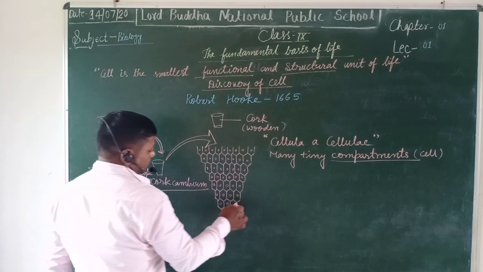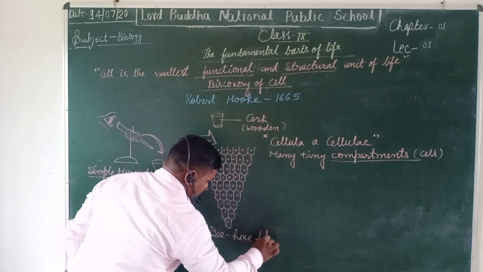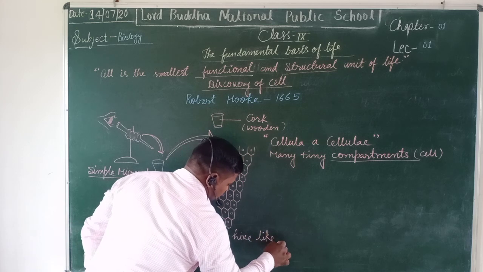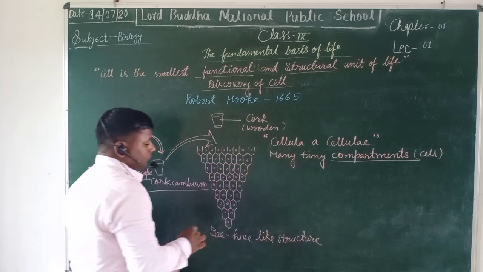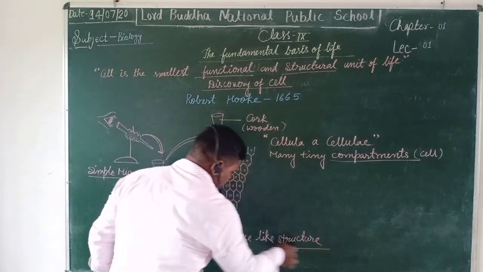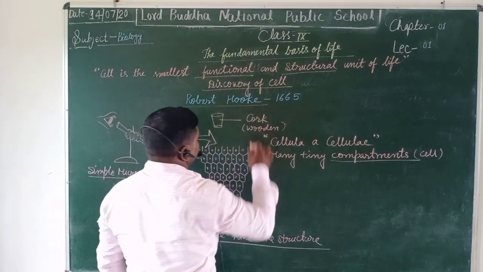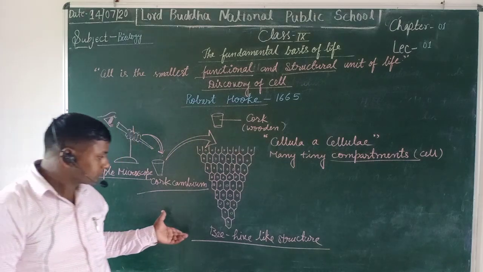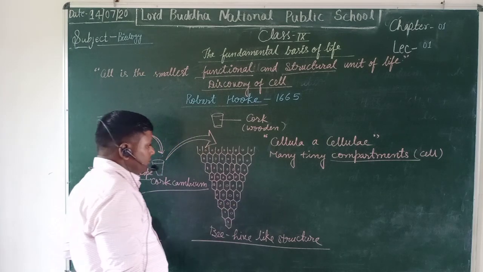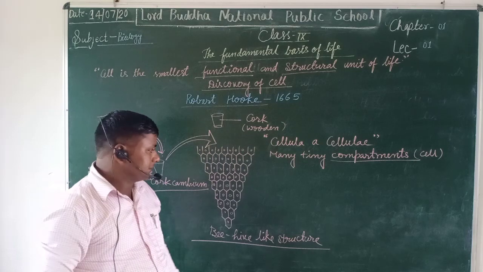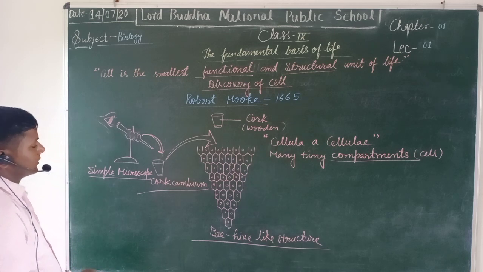Thus the discovery of the cell took place during 1665 by Robert Hooke. Now, students, we will also discuss some of the important incidents related to the discovery of the cell.